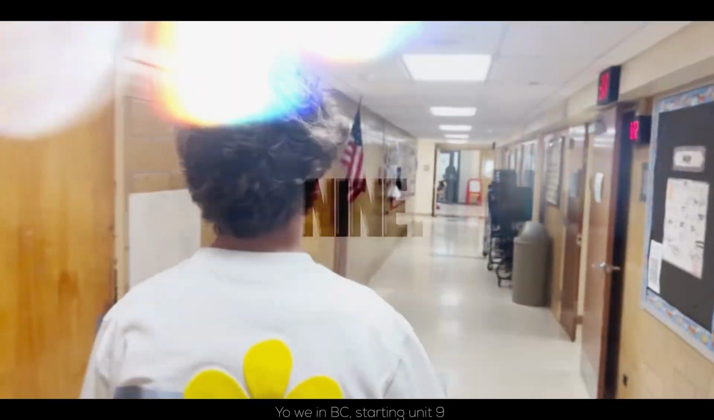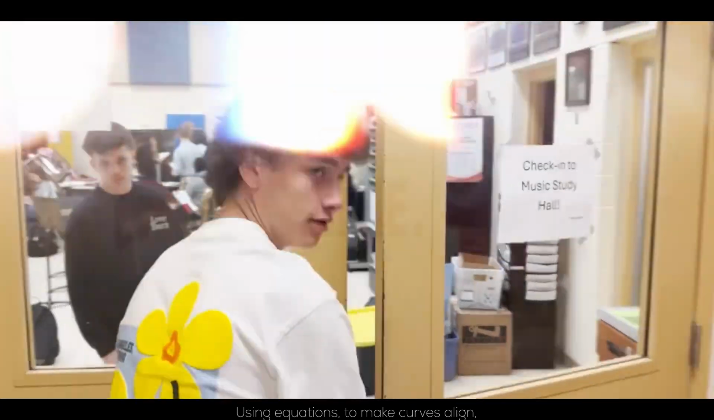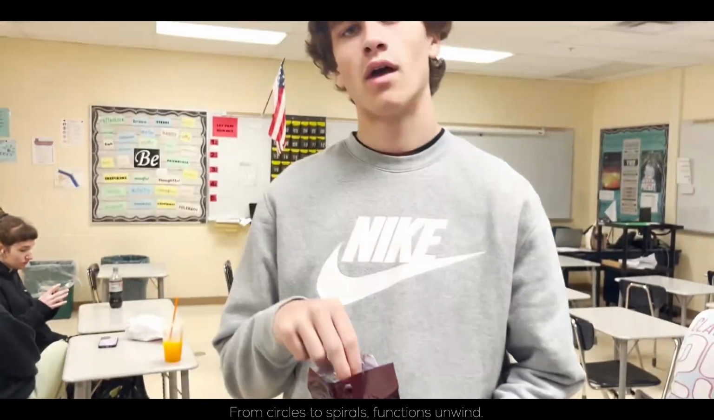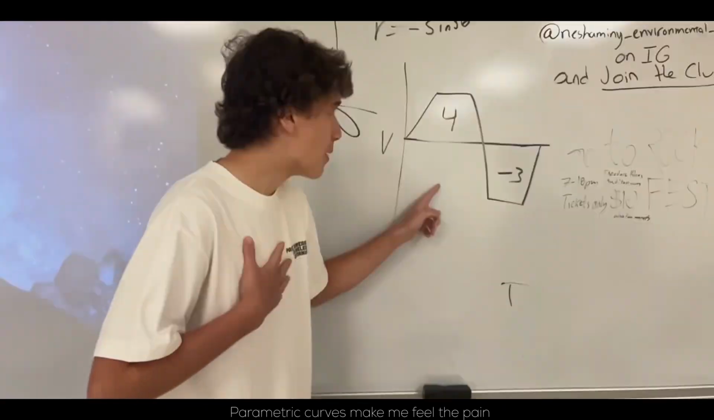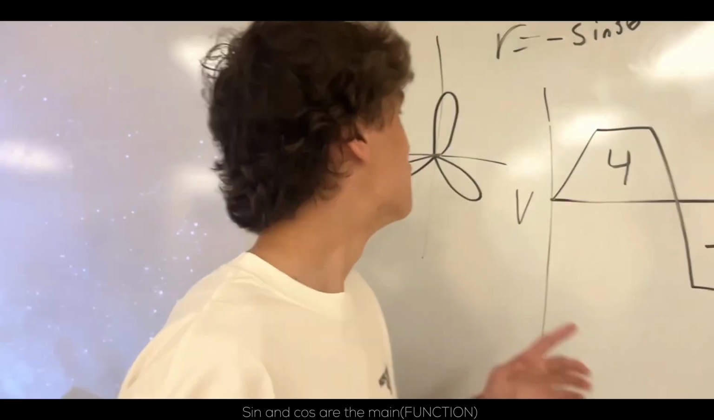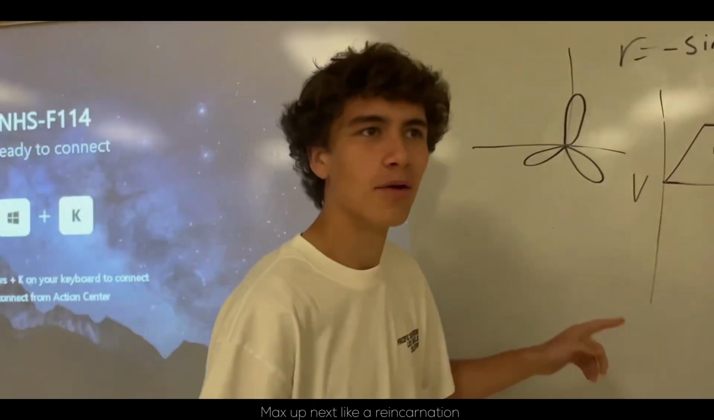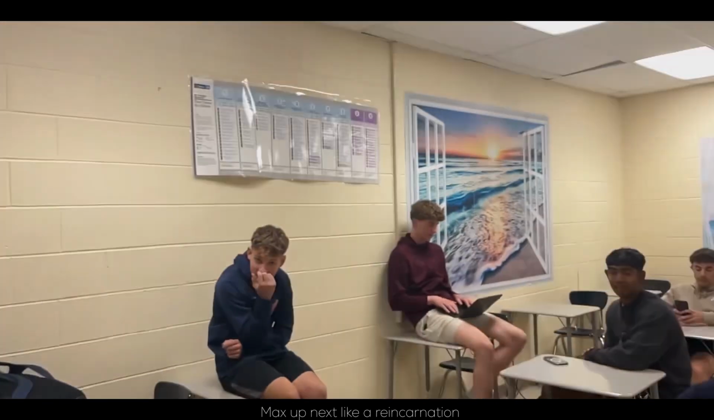Yo, we MVCs, starting Unit 9, using equations to make curves align. Mike is like these functions, smooth and fine. From circles to spirals, functions unwind. Parametric curves make me feel the pain. Sine and cosine are the main. To find new values, use differentiation. Max up next like a reincarnation.